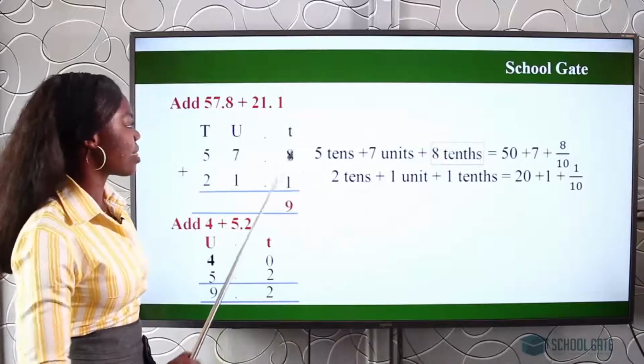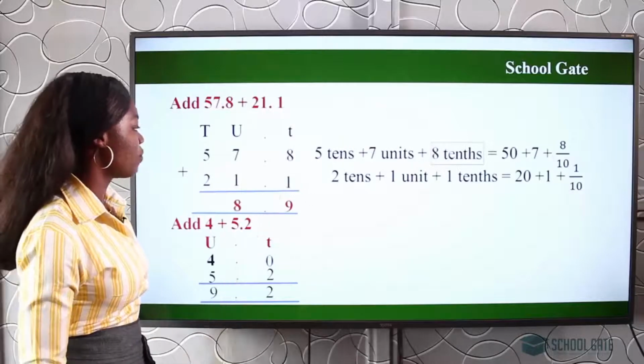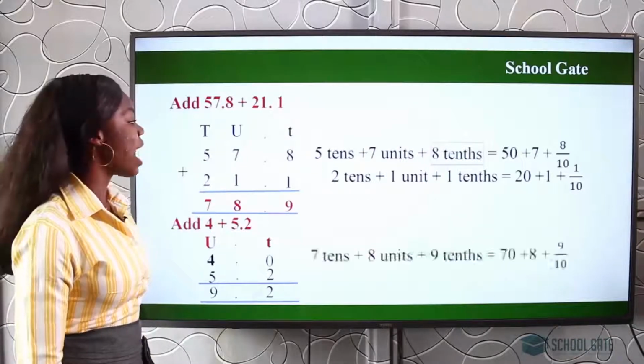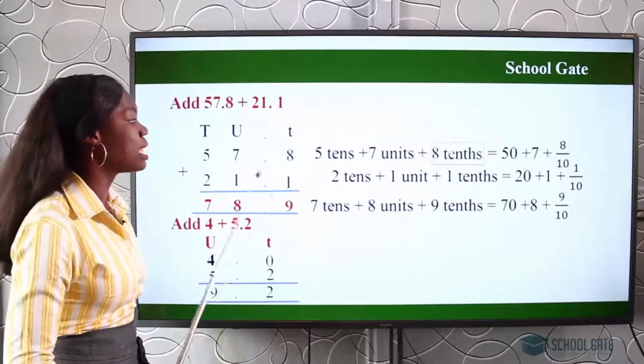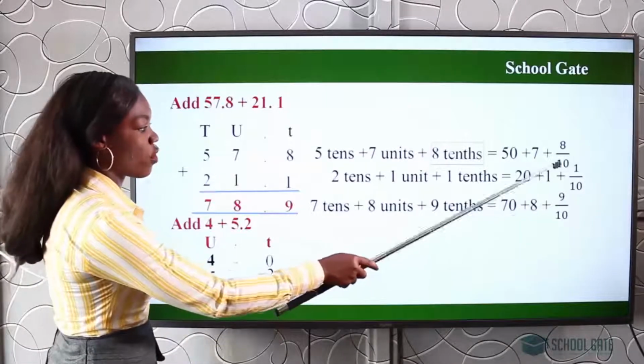So let's add together. We add normally, okay? 8 plus 1 will give us 9. 7 plus 1 will give us 8. 5 plus 2 will give us 7. So we have 7 tens, 8 units plus 9 tenths. Okay, this tenth is written as 9 over 10.